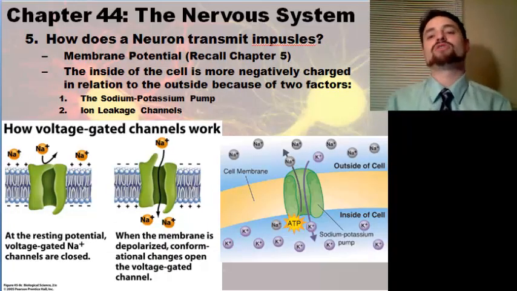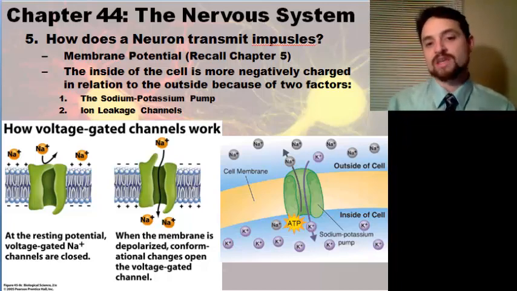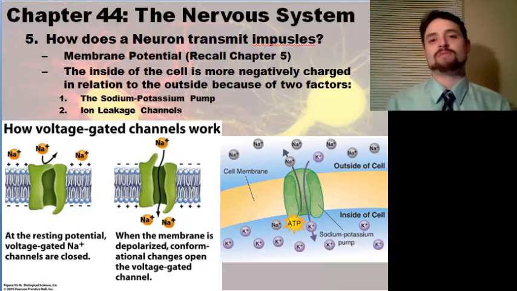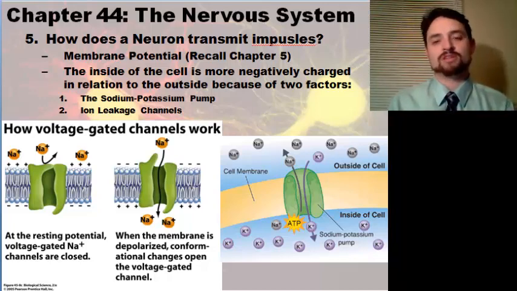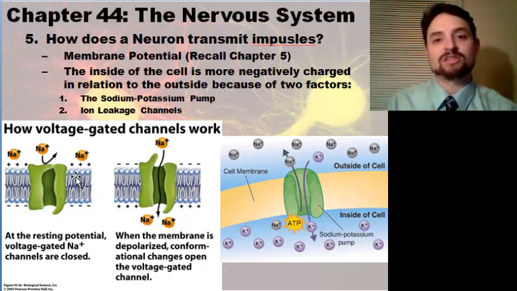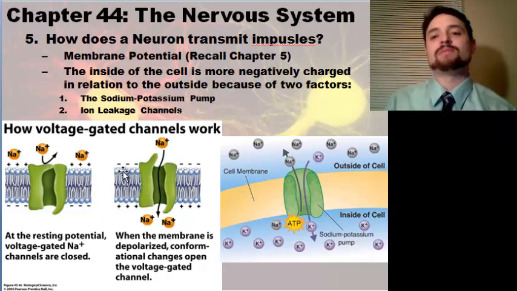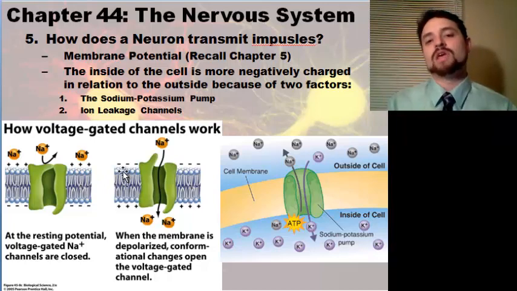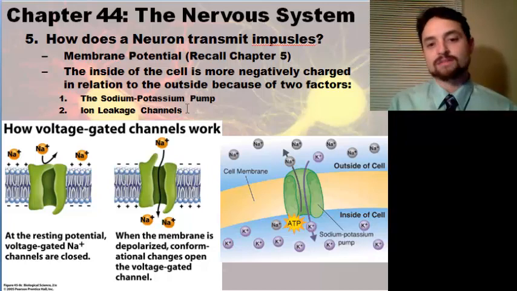So how does a neuron transmit those impulses? Well, it does so through a membrane potential, and you can recall from way back in AP biology that we've talked about the membrane of the cell being that phospholipid with those protein channels and sometimes gated ion channels in there. So inside the cell membrane is more negatively charged in relation to the outside because of two factors. One is the sodium-potassium pump, and the other is ion leakage channels.